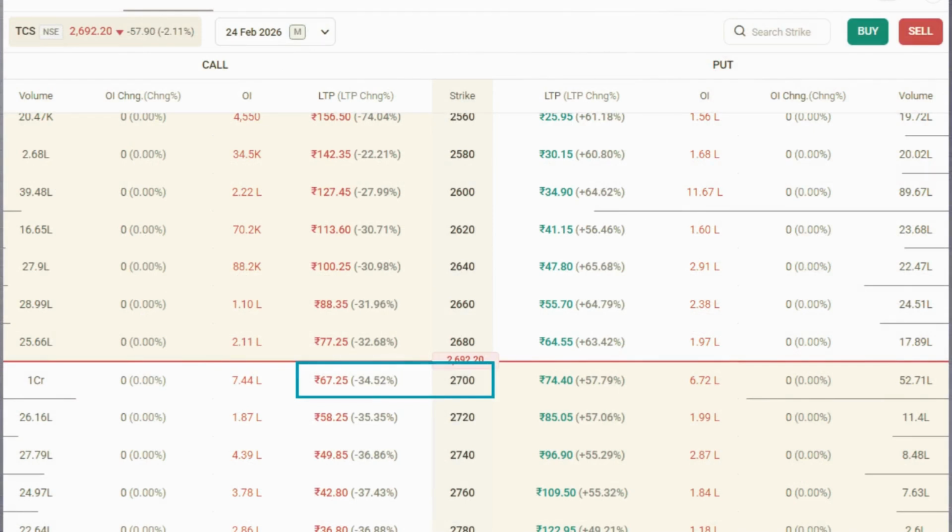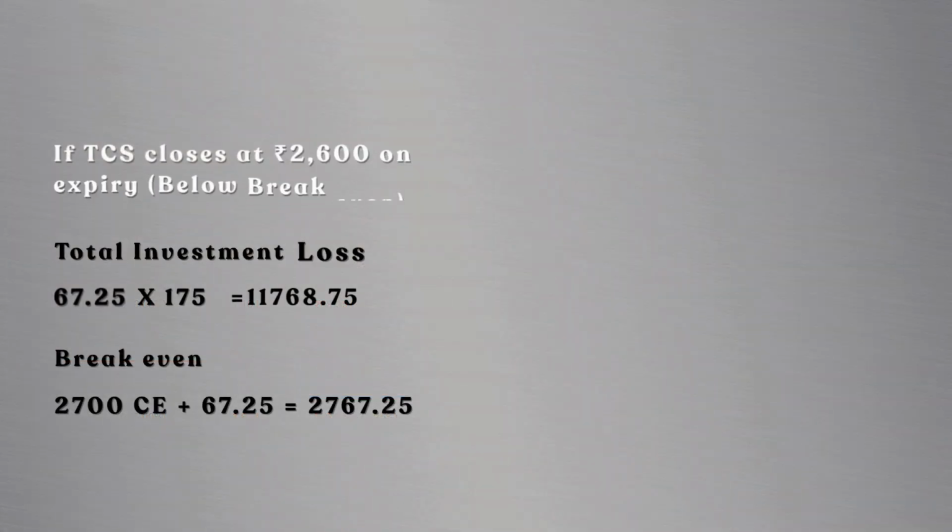Now let us see both outcomes clearly. If TCS closes at 2,600 rupees on expiry, the option has no intrinsic value because the market price is below the strike price of 2,700 rupees. In that case, the premium you paid will become zero and your total loss will be 11,768 rupees and 75 paise.